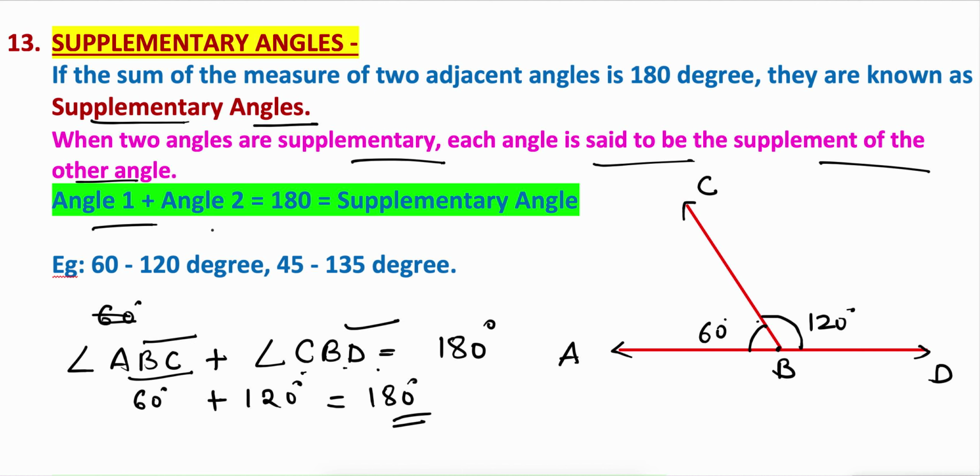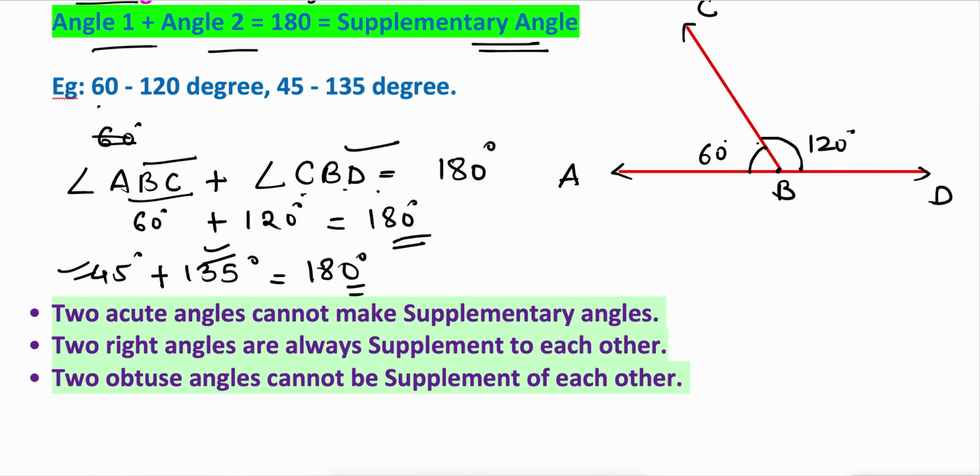Angle 1 plus angle 2 is equal to 180 degrees. Then they are called supplementary angles. So the supplementary angles can be of any degree. 60 plus 120 is 180. If one angle is 45 degrees, the other angle is 135 degrees, then also the sum is equal to 180 degrees. So these two angles, 45 degrees and 135 degrees, are also supplementary angles.